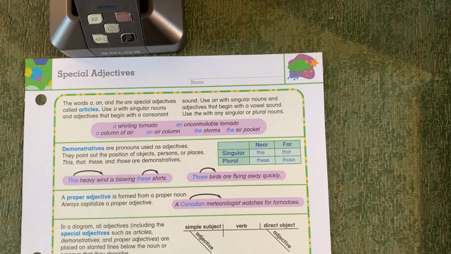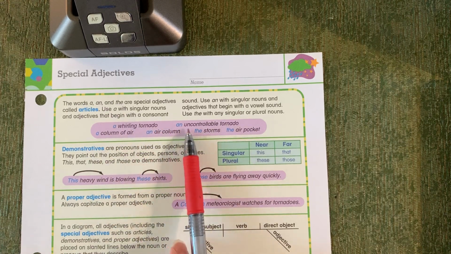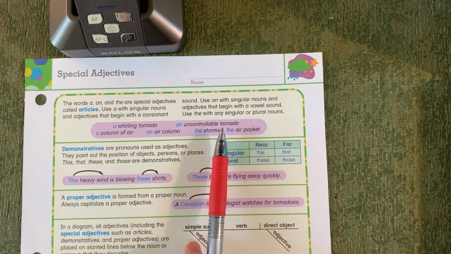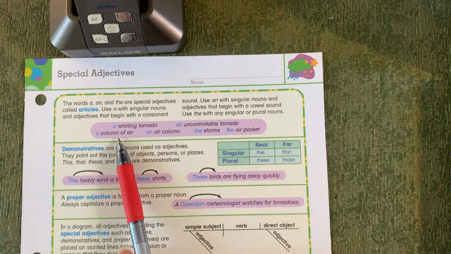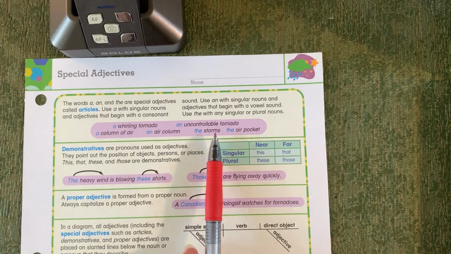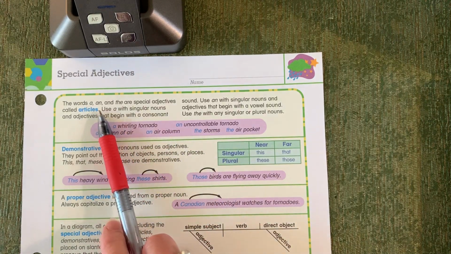We use a with singular nouns and adjectives that begin with a consonant sound, and an with singular nouns and adjectives that begin with a vowel sound, and the with any singular or plural nouns. So we have a whirling tornado, an uncontrollable tornado. Could be uncomfortable too. A column of air, an air column, the storms, the air pocket. So a, an, and the are called articles.